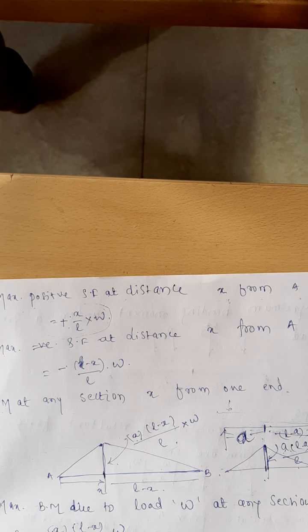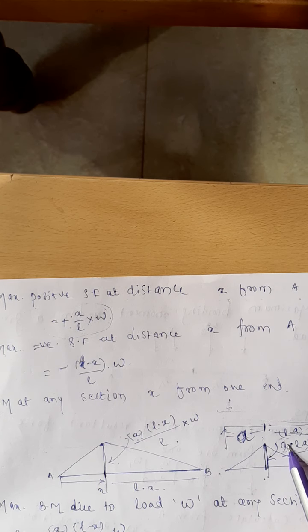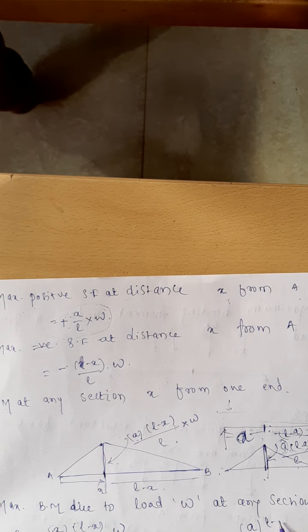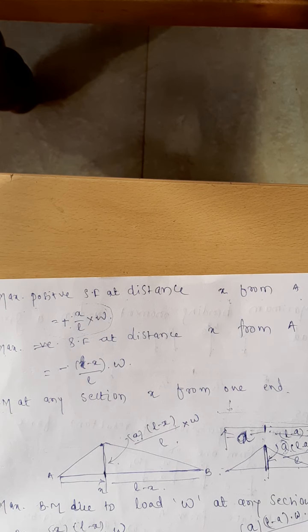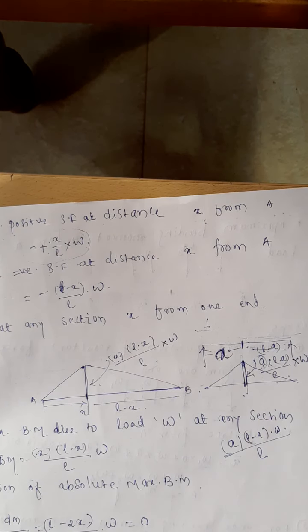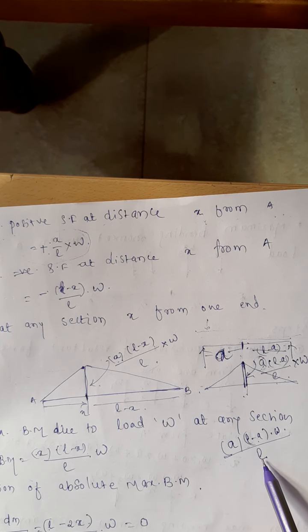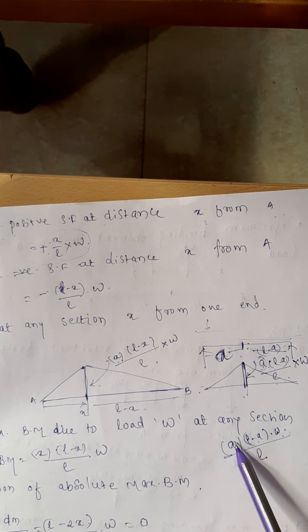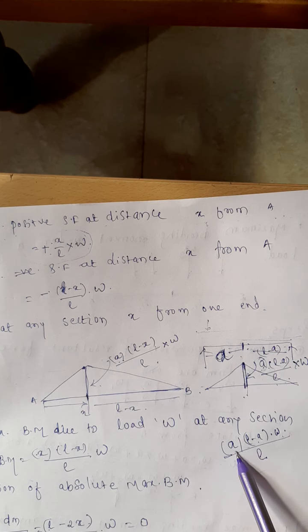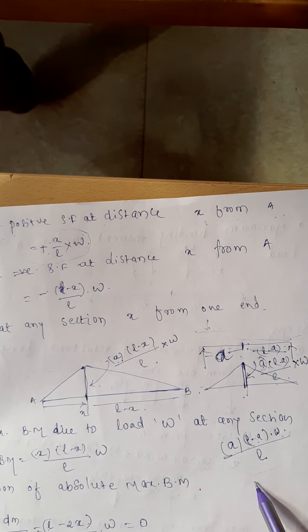W. Now I want to know for what position of A the bending moment is maximum. Indirectly, my equation for bending moment is A into (L minus A) into W divided by L. At any location, the bending moment is given by this equation. For what position of A is the bending moment maximum?